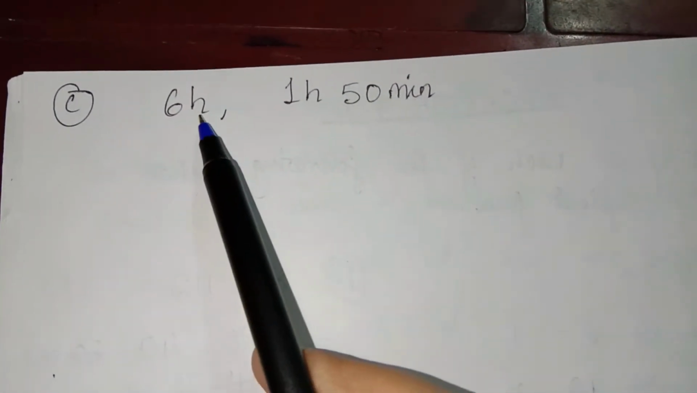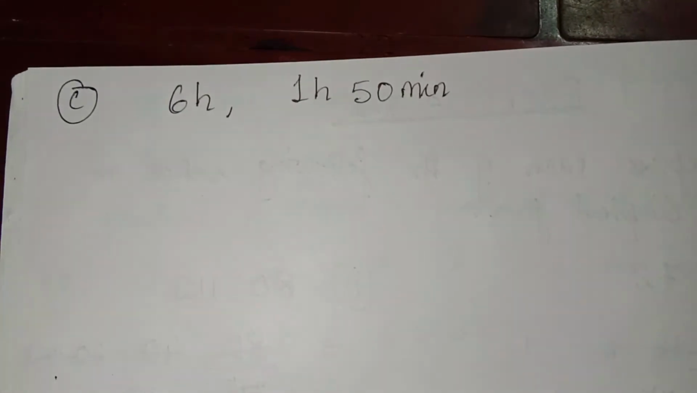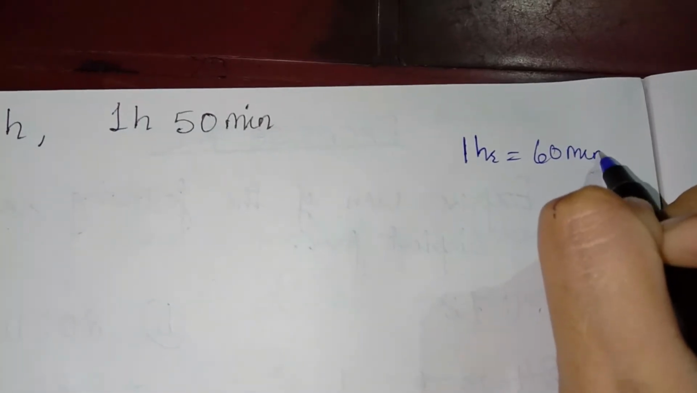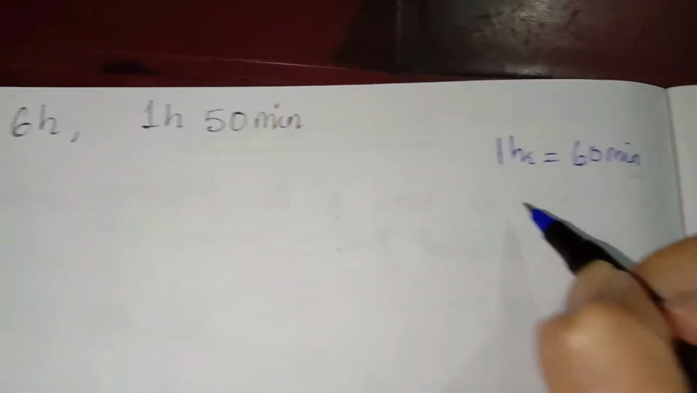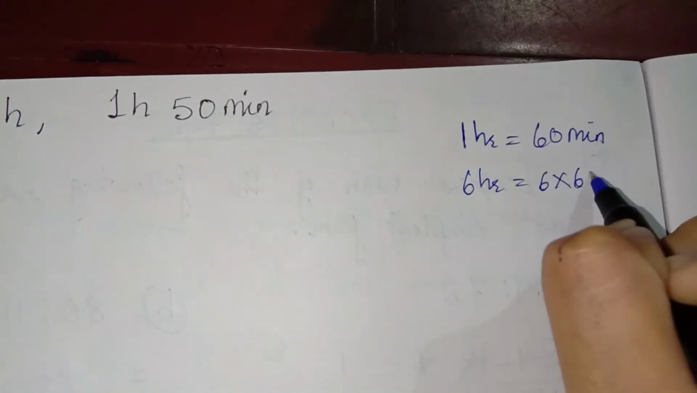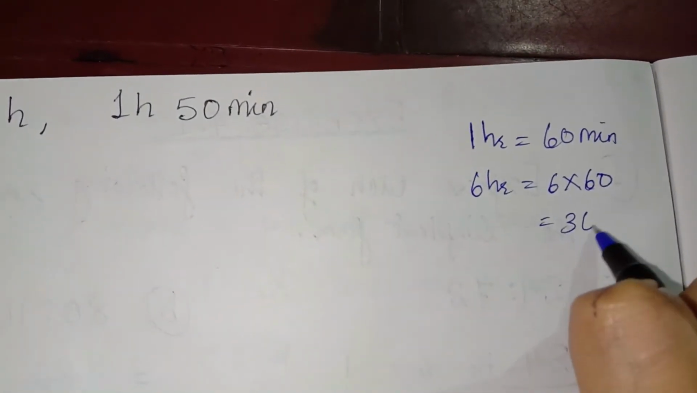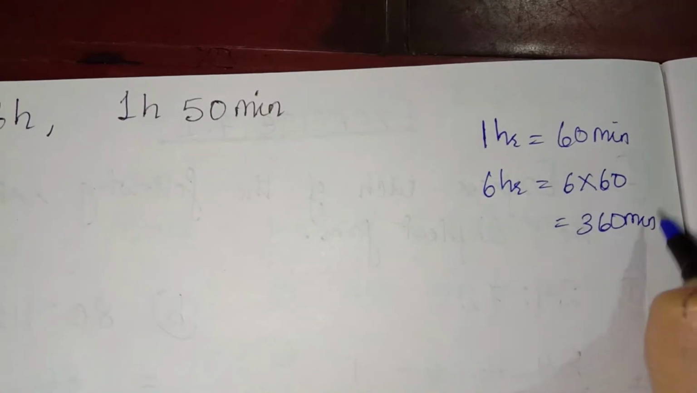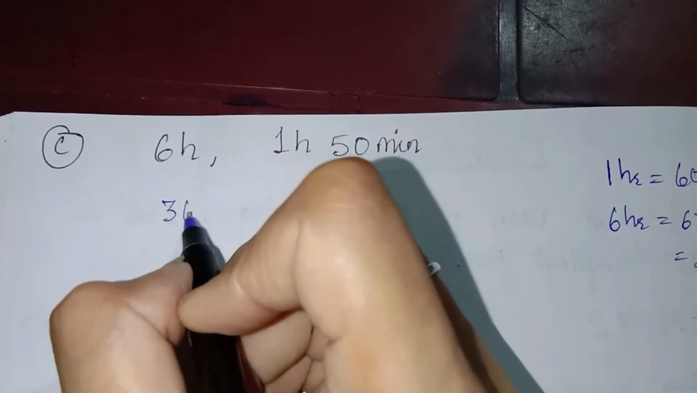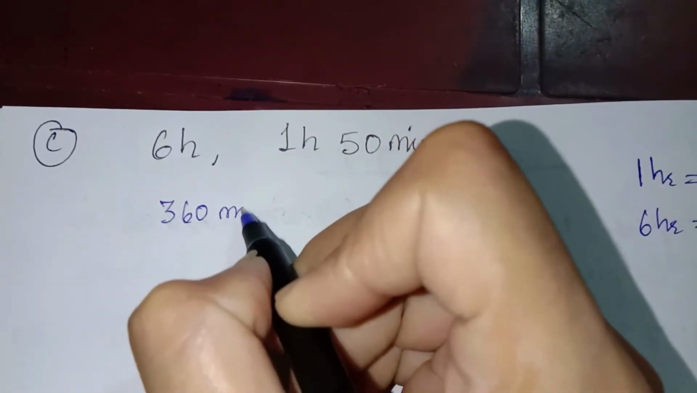Now here is 6 hour and another one is 1 hour 50 minutes. Okay, so one is hour, another is minute. So minute is smaller unit, so we will convert into minute. And we know in 1 hour there are 60 minutes. In 6 hour how many minutes will be there? 6 hour means 6 into 60, that means 360 minutes. We will write here 360 minutes.